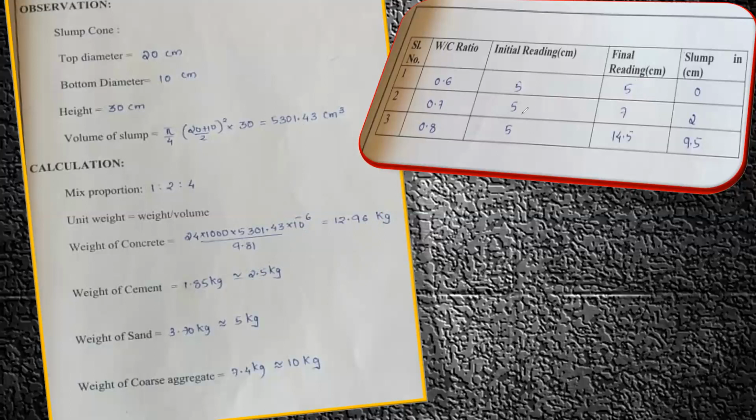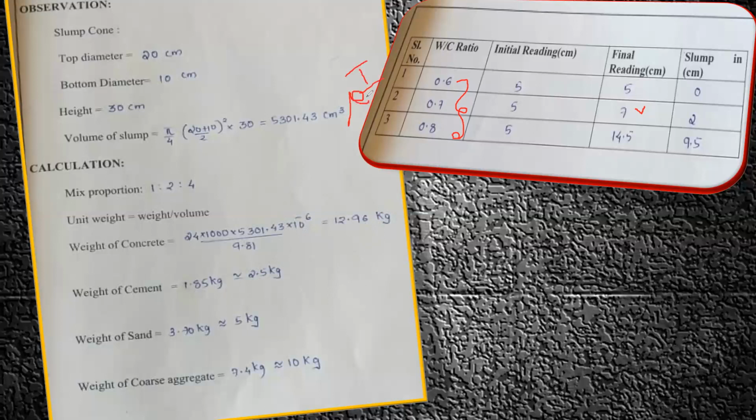So in the second one, you are getting a final reading as 7, right? And in the third mix, you are getting the final reading as 14.5. Why are you getting more here? Because you are increasing the water cement ratio. Since the water content has increased, there is fluidity in your concrete, so obviously the flow is going to happen. If there is a flow, that means there is a subsidence in the concrete, right?